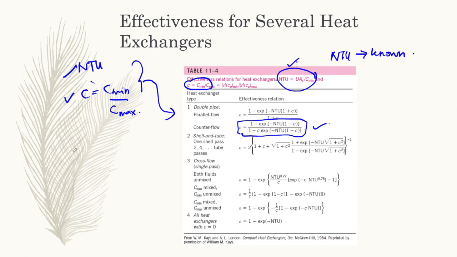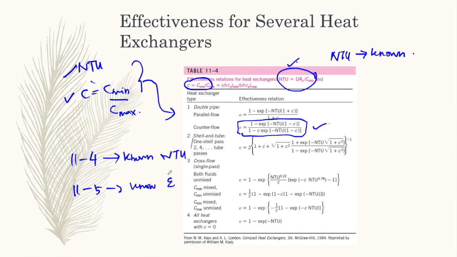Okay, for Table 11.4, you know the known NTU. For Table 11.5, you know the known effectiveness. Known NTU, we want to find the value of effectiveness. If you know the value of effectiveness, you want to calculate what is NTU.